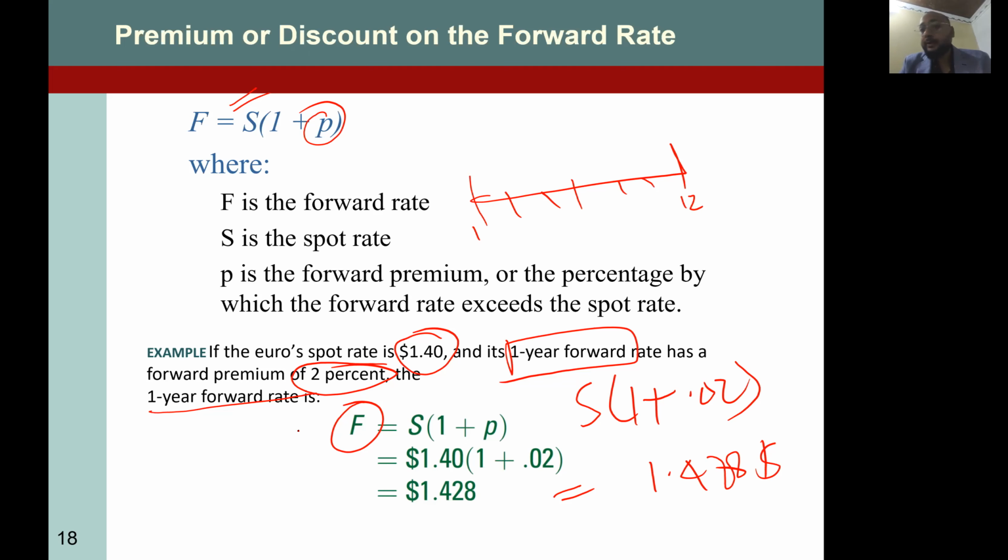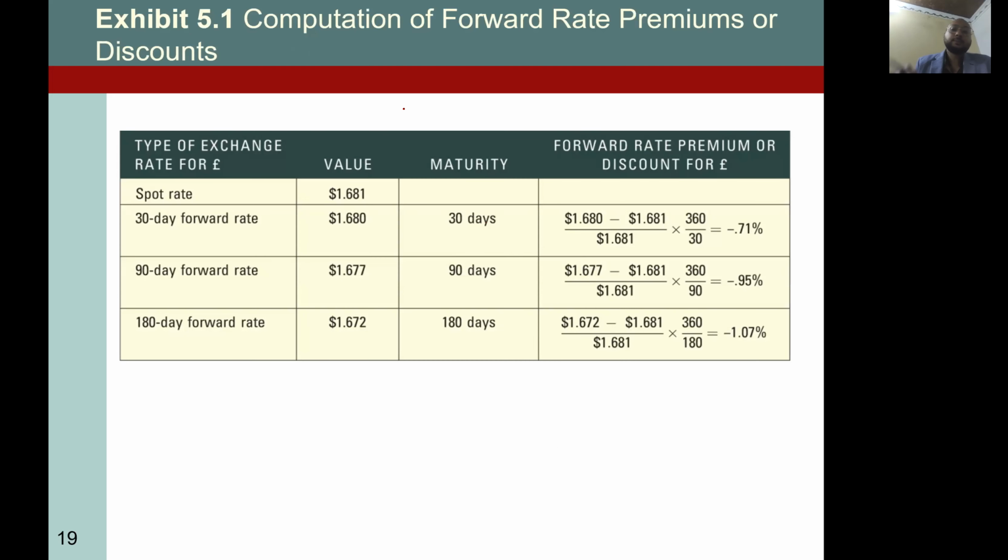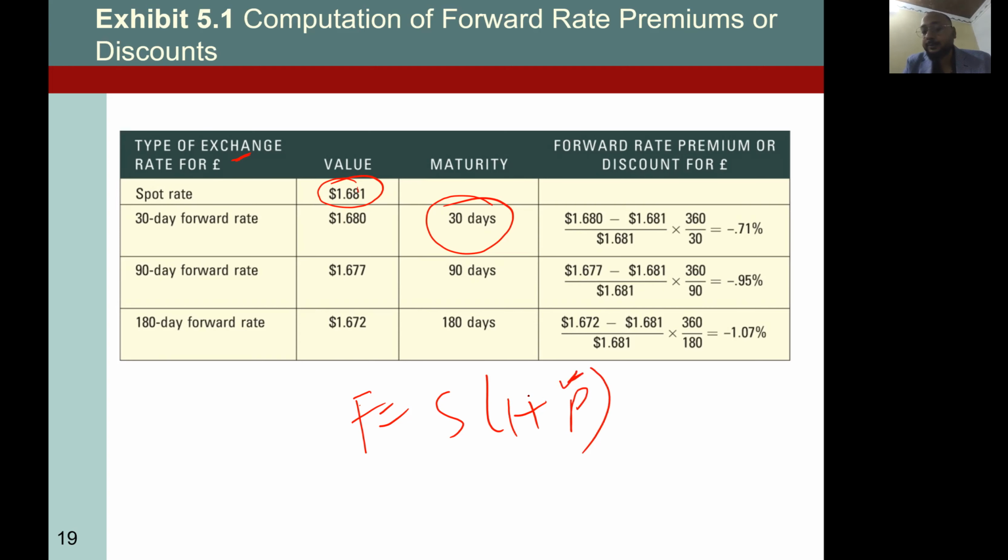So we can also find out the rate of forward as well. Forward is equal to spot times 1 plus P. Can you find out, if that is the maturity and that is the value of the spot rate right now? The spot rate right now is $1.681 and this is the value of the pound. So how much is the premium in 30 days? What is the formula for premium? Forward is equal to spot times 1 plus P, so you need to find out this P. How can you find out?